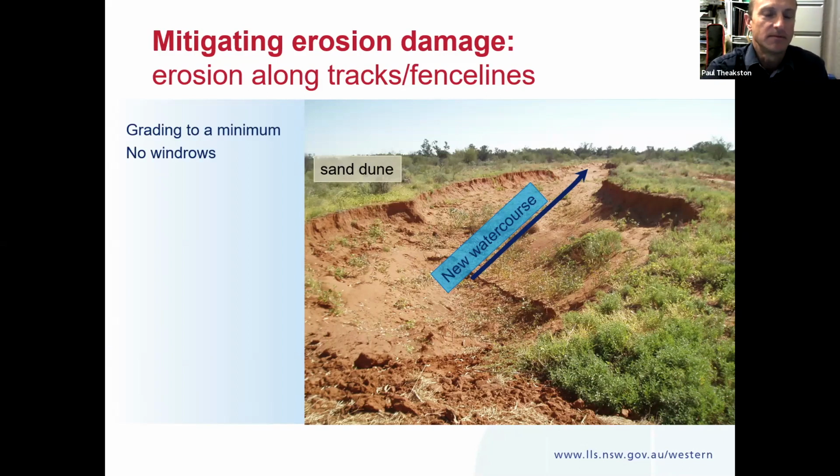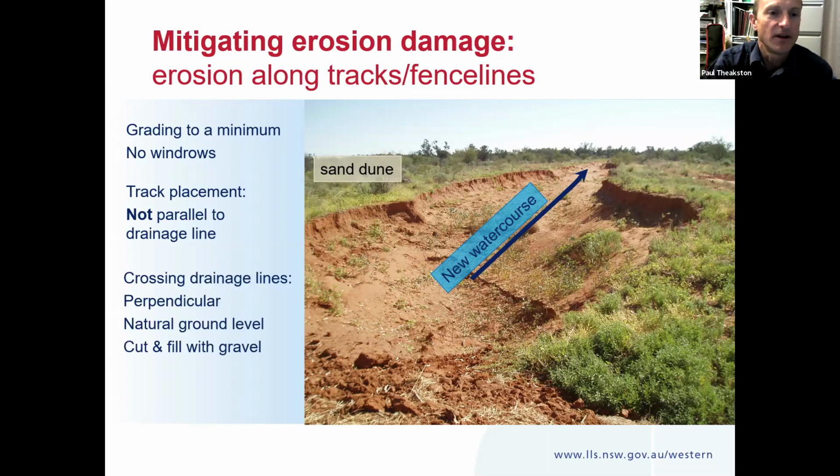Grading to a minimum. You don't have to cut the ground, but just minimum. No windrows. Windrows are a big issue as well, diverting overland flow. Track placement. One of the worst spots to put a track is parallel to a drainage line. So don't put a track parallel to a drainage line. It picks up so much water and creates a secondary creek. And that's similar to that photo. That's what's happened there. That's parallel to that creek.